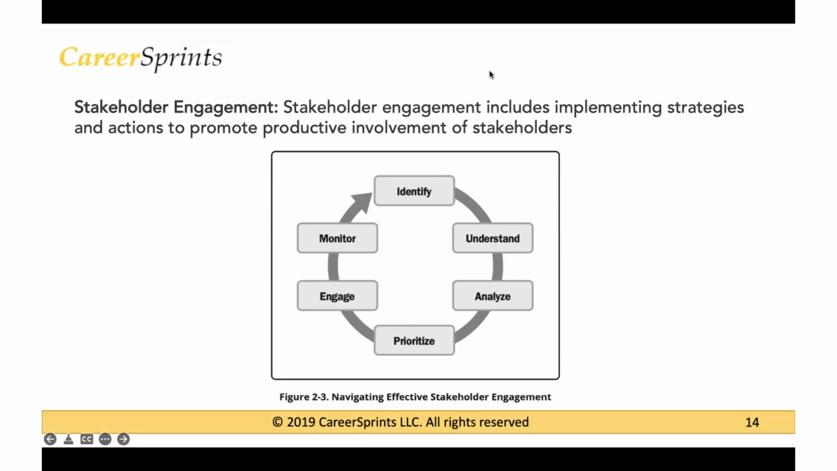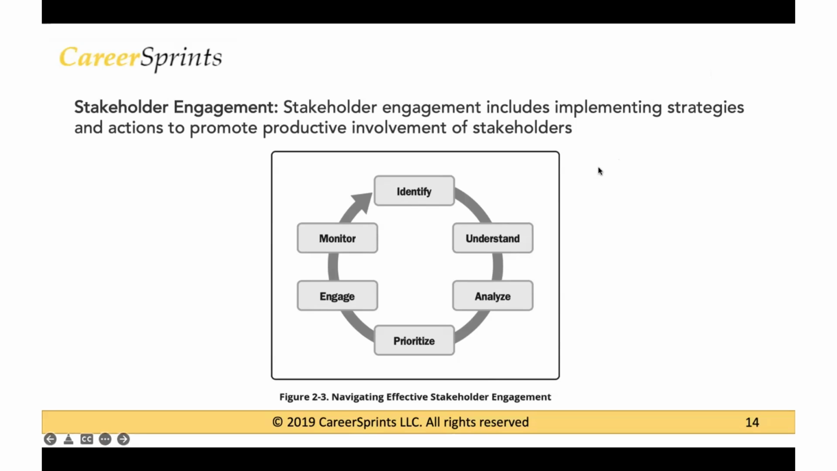So, let's look at the definition. So it says stakeholder engagement includes implementing strategies and actions to promote productive involvement of stakeholders. So you want to ensure that stakeholders don't become disinterested in your project. Stakeholder engagement basically means collaborating, working with stakeholders, communicating with them, getting feedback from them, being in touch with them, providing them with information, getting their inputs. All of these things would basically mean that you are well engaged with your stakeholders.